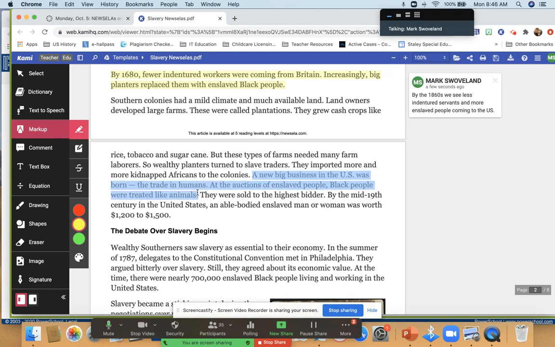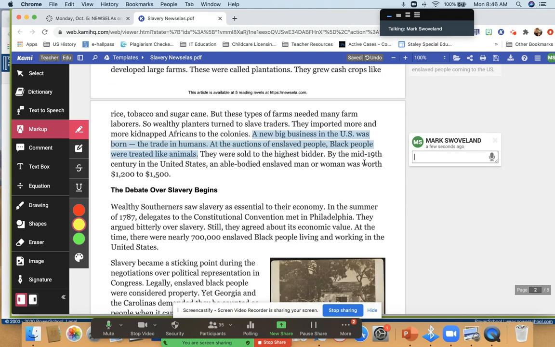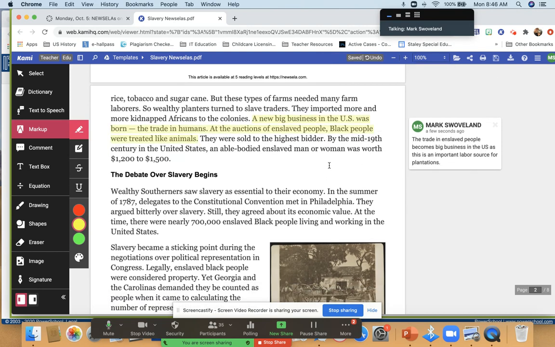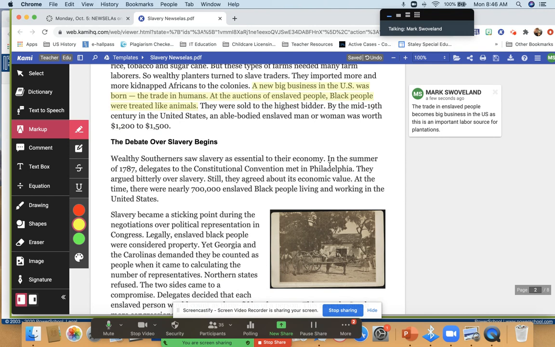So let's go ahead and highlight this. And I'm going to add another comment in here too. I'm going to say the trade in enslaved people becomes big business in the U.S. as this is an important labor source for farms. I'm just going to say plantations, because really we're talking about plantations. Okay, so the comment I made is the trade in enslaved people becomes big business in the U.S. as this is an important labor source for plantations.